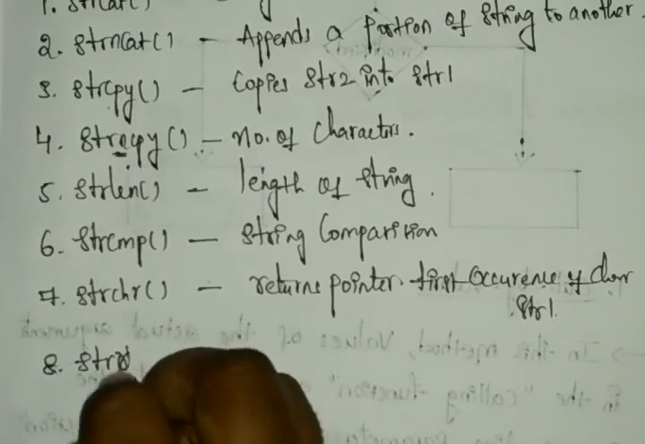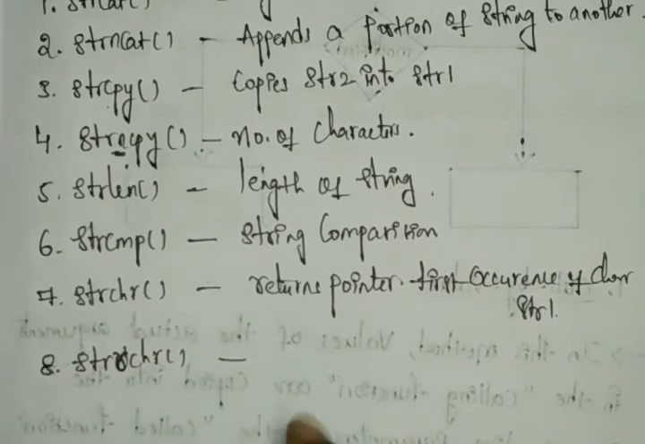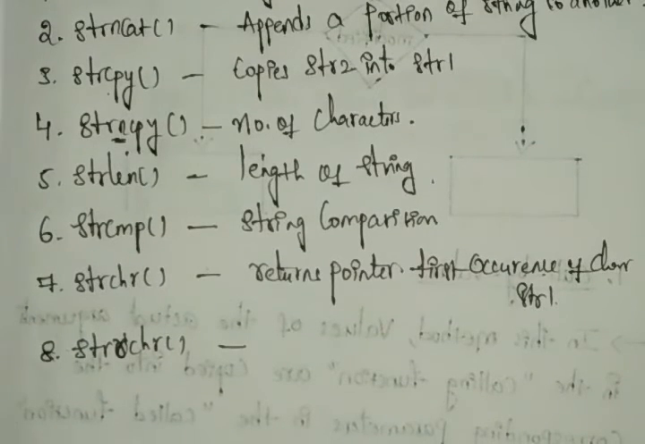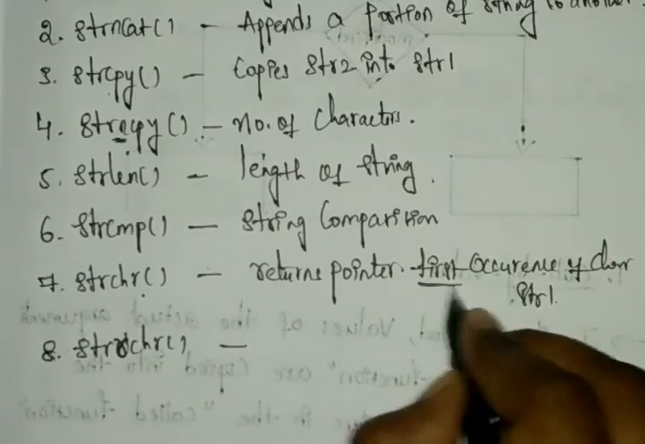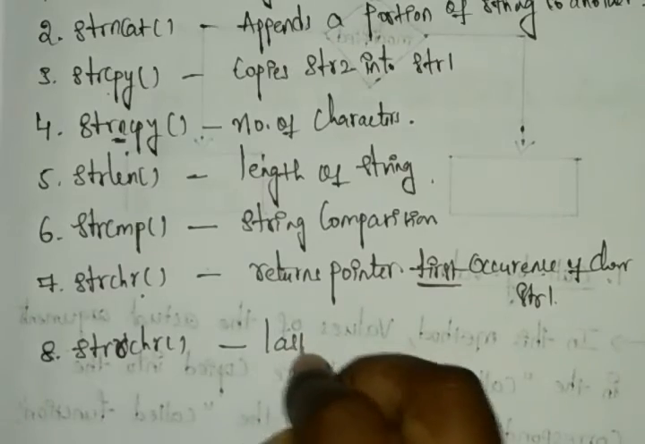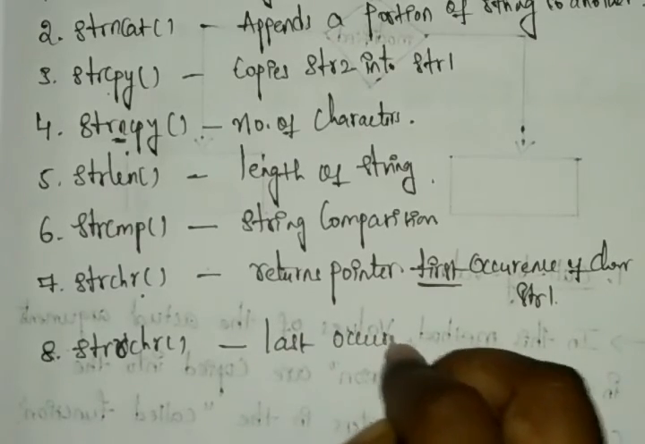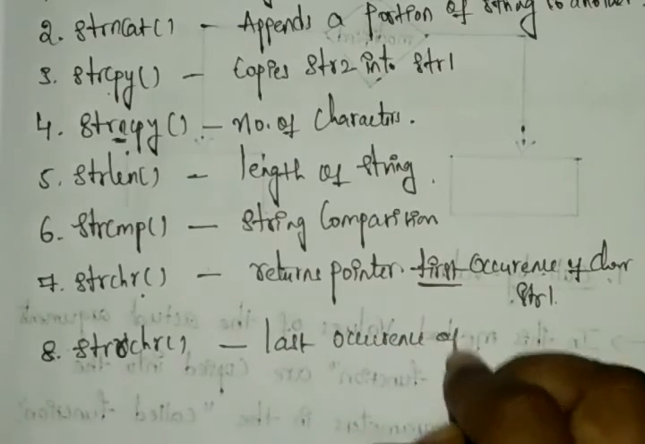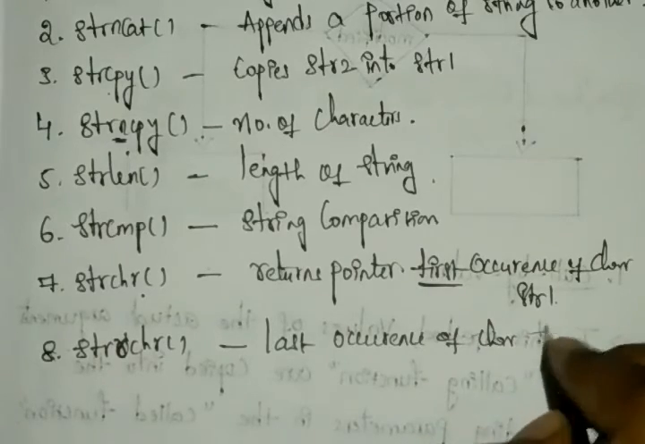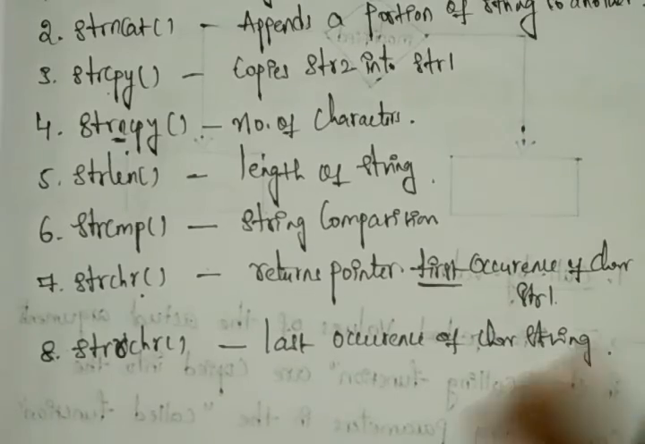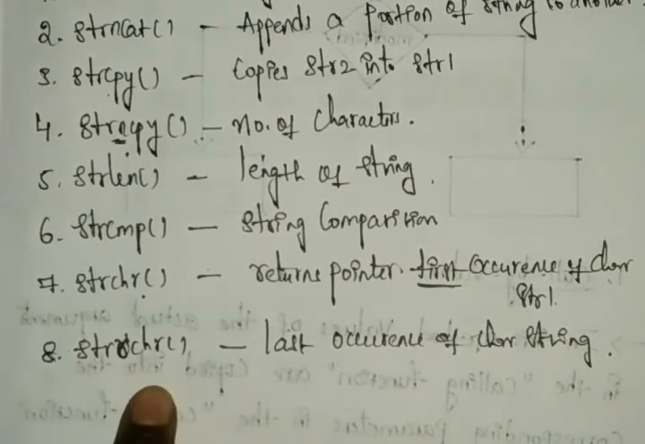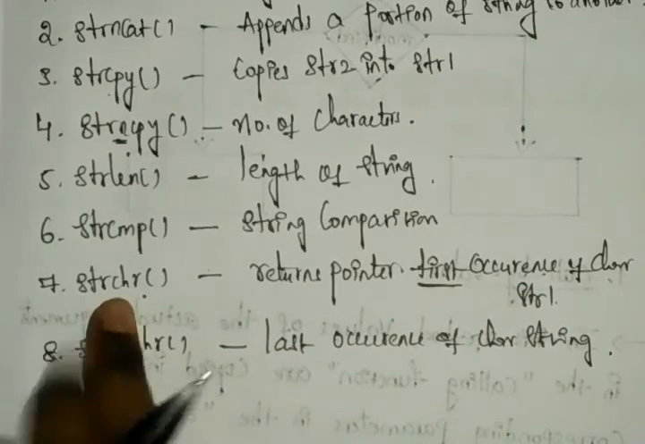strrchr. So in between we have the r. The r is defined as the last occurrence of the given character. In strchr we are working with the first occurrence, and in this we are working with the last occurrence of the character in the string. This is the opposite of strchr.